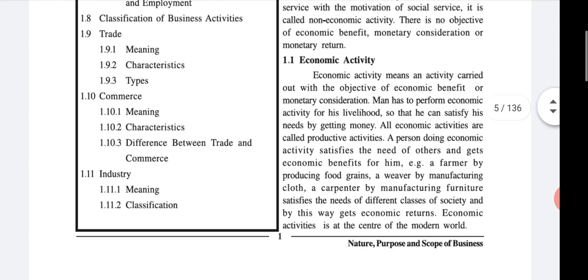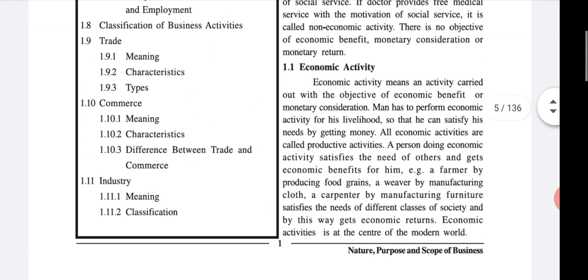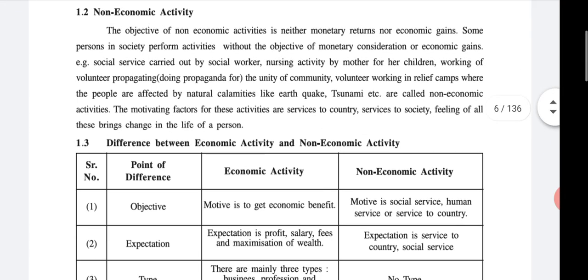So first point is economic activity and non-economic activity, which we discussed in lecture number 1. So what is economic activity? An activity in which the objective is economic benefit or monetary consideration, that is economic activity. And an activity which is not economic, where the objective is neither monetary nor economic gains, that is non-economic activity.